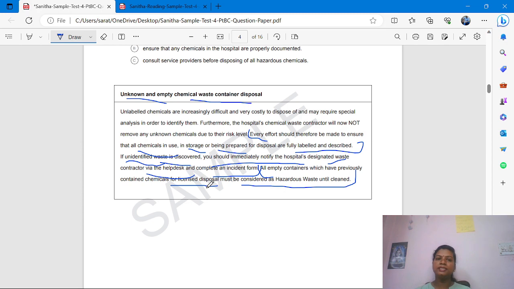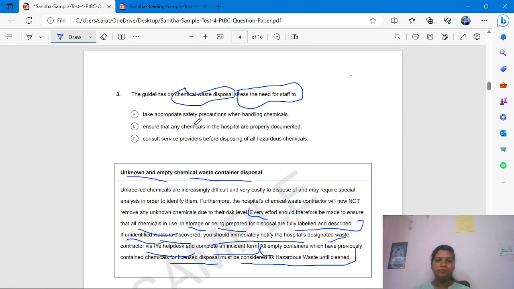So this is the summary. Then, first option: take appropriate safety precautions when handling chemicals. Yes, if we handle any chemicals, we have to take safety precautions. Here you have to ask yourself: is there anything saying about the safety precautions when handling chemicals in this paragraph?